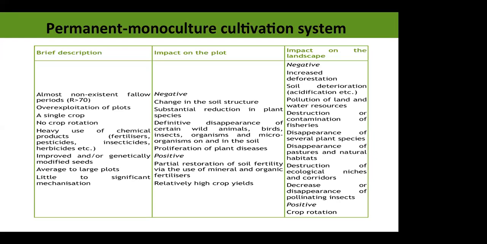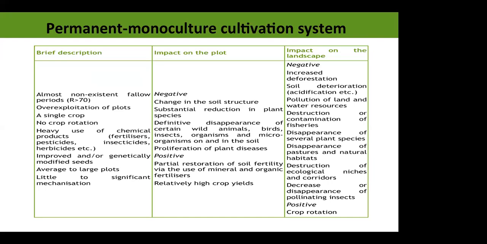continuously. So what are the impacts of this type of system on the plots that you are working on? The negative impacts are that there's change in soil structure over time. Then there's substantial reduction in plant species because now you have introduced the chemical products heavily. It's going to affect a lot of the ecological system in the plots. Then there's definite disappearance of wildlife, animals, birds, insects that will take place, and there's proliferation of plant diseases that will take place at this plot level. What are the positive impacts? Partial restoration of soil fertility via the use of mineral and organic fertilizer and relatively high crop yield. Yes, because you are making heavy use of chemicals, the crop yield will be high and it's a single crop. And so you have a lot of a single harvest from this type of plots.